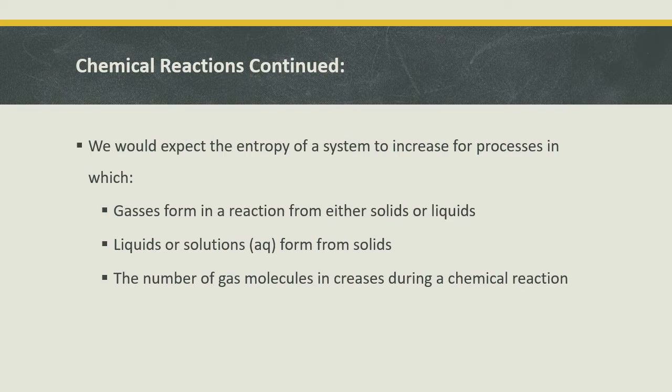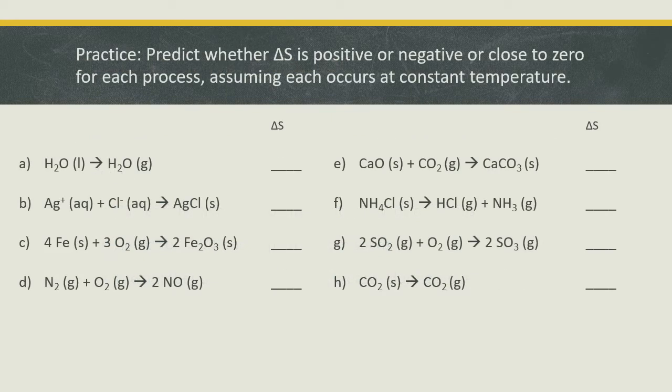So if we can look at our coefficients, our moles, and we can total the moles on the reactant side and the product side, and if that number increases going to the products, we have an increase in entropy. So now we're going to practice making some predictions. It would be a really good idea to pause the video now, try them out on your own, and then come back and check them.